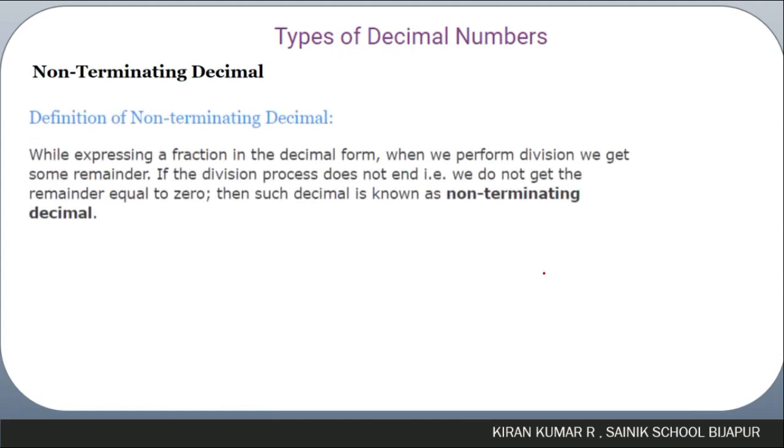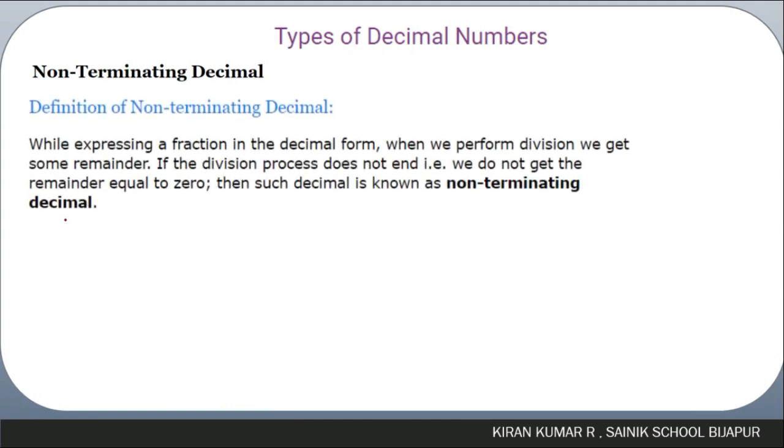What does a non-terminating decimal refer to? While expressing a fraction in decimal form, when we perform division, we get some remainder. If the division process does not end, that is, we do not get the remainder equal to 0, then such a decimal is known as a non-terminating decimal.